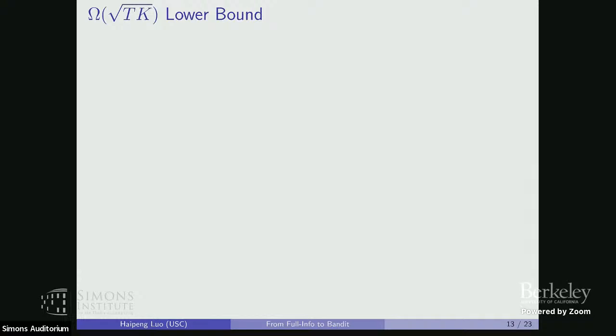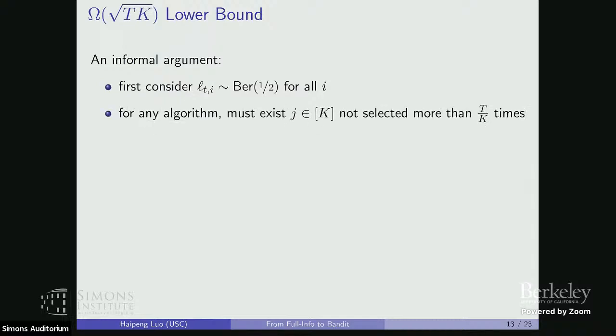Let me just give you a very quick informal proof. It's not difficult at all. First, imagine an environment where every loss is simply Bernoulli 1/2. Every arm is the same across all the rounds. Now give me any algorithm. Let me run this algorithm in this naive environment, and then there must be an arm that is not selected more than T/K times, in expectation. Such an arm always exists.